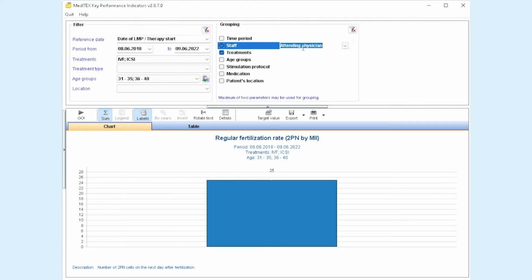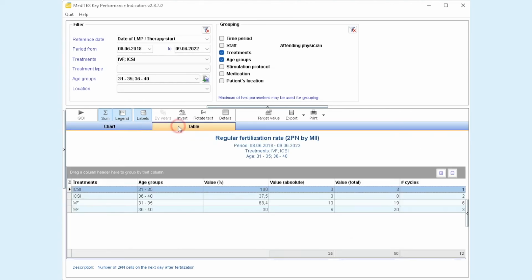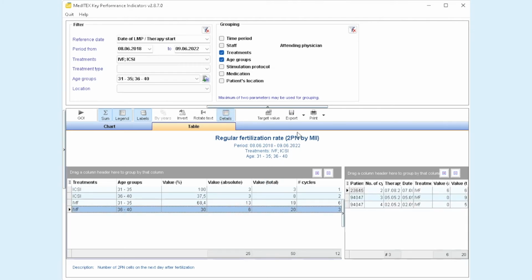of these results. MedITEX KPI offers two overviews. The results can be directly checked from the graphical representation or the table one, which would provide further information. They can also be printed or exported into different formats.